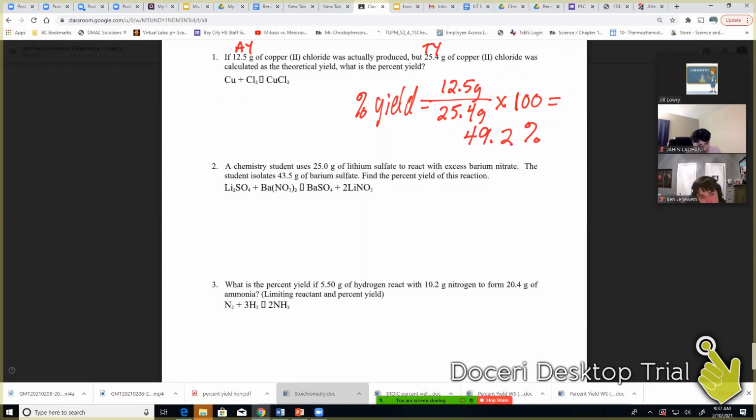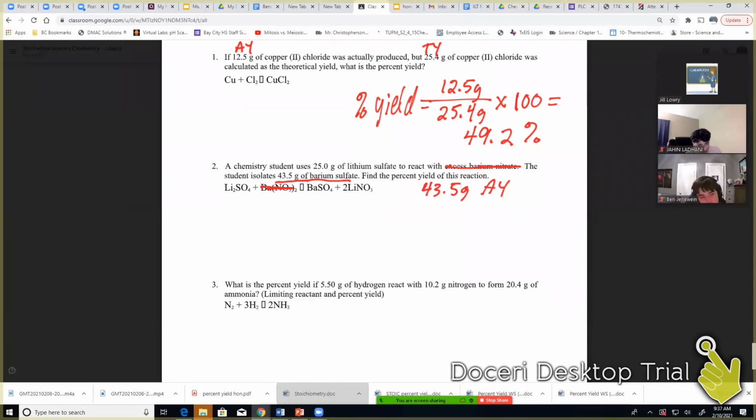All right. Number 3, a chemistry student uses 25 grams of lithium sulfate to react with excess barium nitrate. If something's in excess, then that means it's not part of this problem. It means it's not a limiting reactant. The student isolates 43.5 grams of barium sulfate. What is that 43.5? Actual, perfect. So we are going to have to calculate the theoretical, but it's not a limiting reactant, so you don't have to do 2 problems.